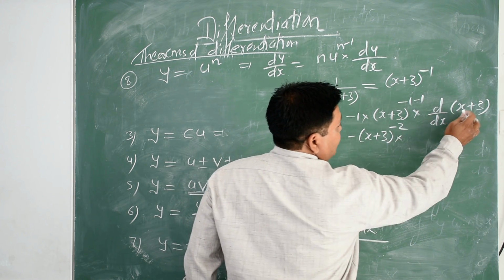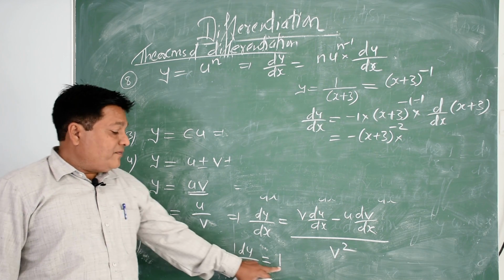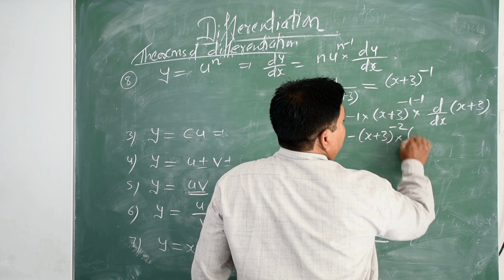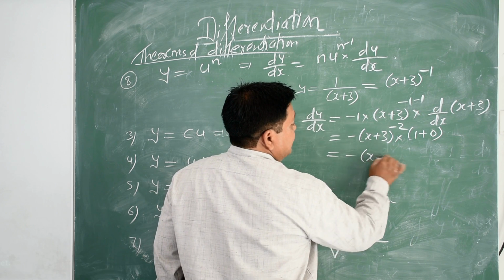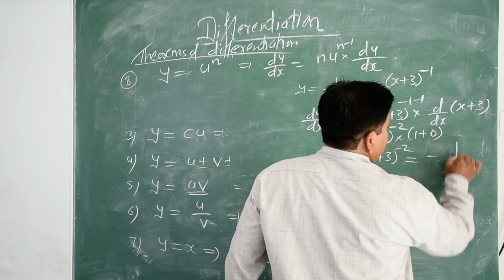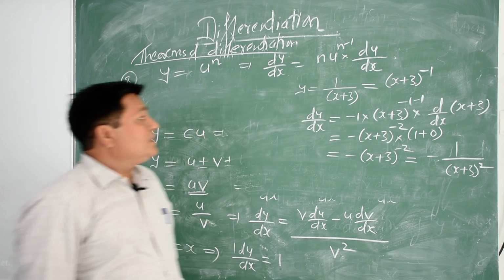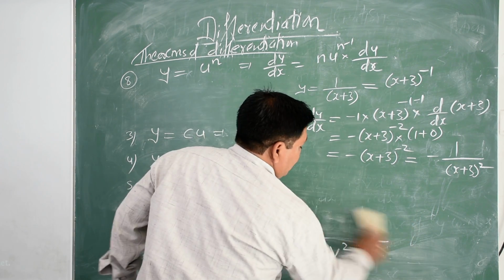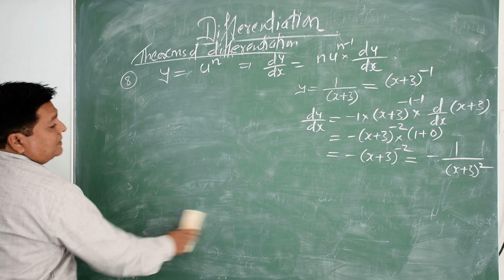Now here d by dx of x is 1, just now we have written here d by dx of x is 1. So 1, and d by dx of constant is 0. So we can get 1 plus 0, then we can get this value minus x plus 3 to the whole power minus 2, or it will become minus 1 upon x plus 3 to the whole power 2. In this way we can solve the 8th theorem. Now let us see some trigonometric functions also, and their differentiation.